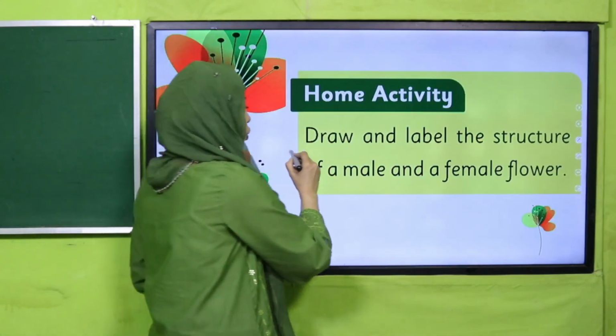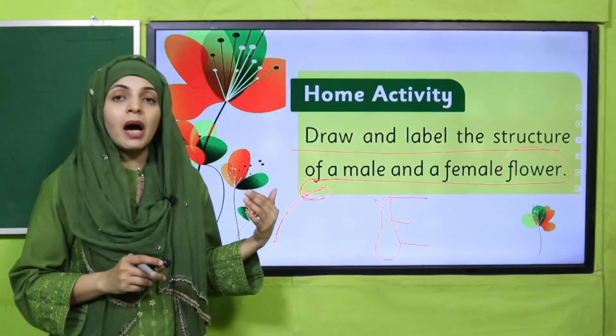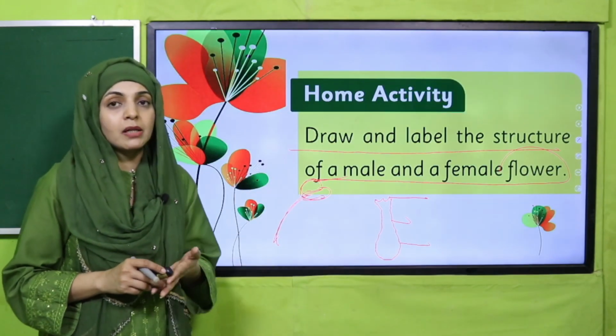Draw and label the structure of male and female flower. So my dear students, you have to draw the structures of the male and female parts separately. It is very easy. You can draw the male structure, then label it: this is anther and this is filament. Then draw the female part of the flower and then label it, which is stigma, style, and ovary, and what is inside the ovary. And write down that this is the male part of the flower and this is the female part of the flower. Male part is collectively called stamen and female part is called carpel.